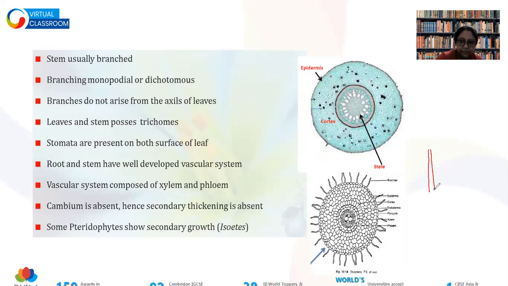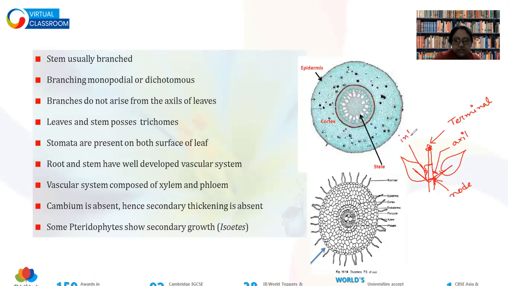If this is the stem, I don't know if you know about it. These are the branches. Let me draw a leaf directly over here. So this is known as the terminal position, the tip. Okay, this is known as the axil. And the part where branching is coming is known as the node, and the space between two nodes is called the internode. Is this part clear to all of you?